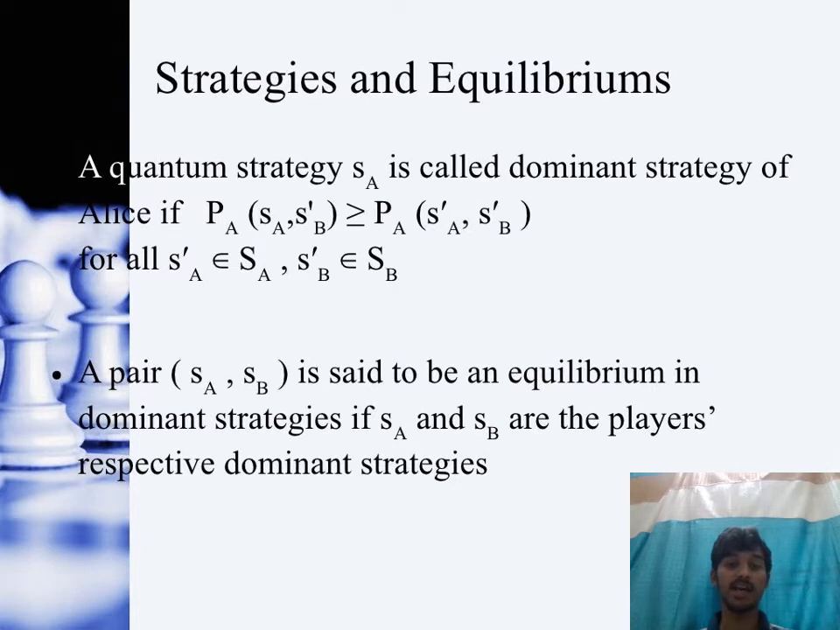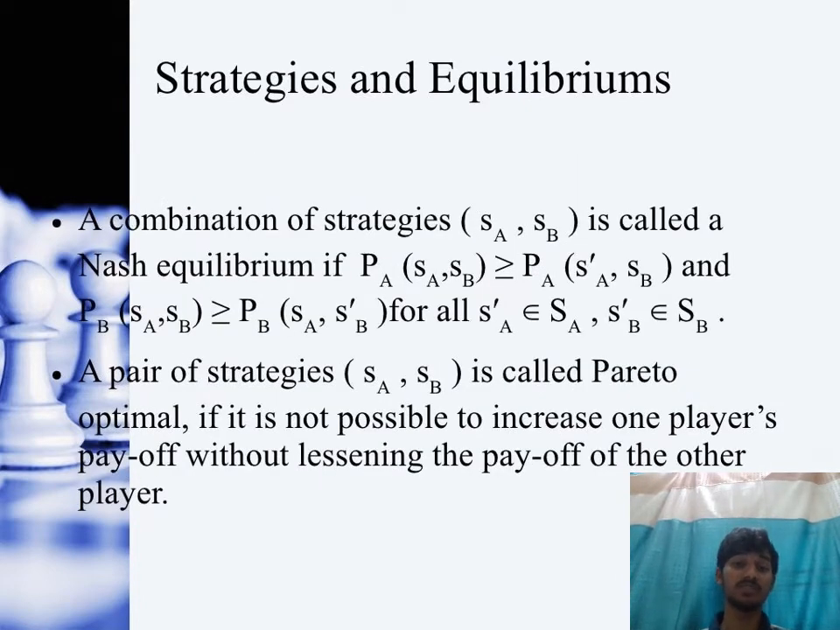A pair SA and SB is said to be an equilibrium in dominant strategies if SA and SB are the players' respective dominant strategies. A combination of strategies SA-SB is called a Nash equilibrium if PA of SA-SB is less than or equal to PA of S dash A, SB, and PB of SA-SB is less than or equal to PB of SA, S dash B, for all S dash A belonging to the strategy set of Alice, and S dash B belonging to the strategy set of Bob.